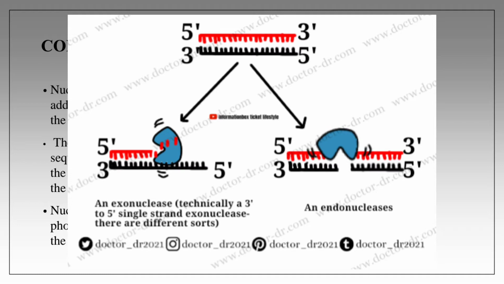Nucleases are further described by the addition of the prefix endo or exo to the name. The term endonucleases applies to the sequence-specific nucleases that break the phosphodiester bond somewhere in the interior of the molecule. Nucleases that function by hydrolyzing phosphodiester bonds from the end of the molecule are called exonucleases, as you can see in an example from this figure.